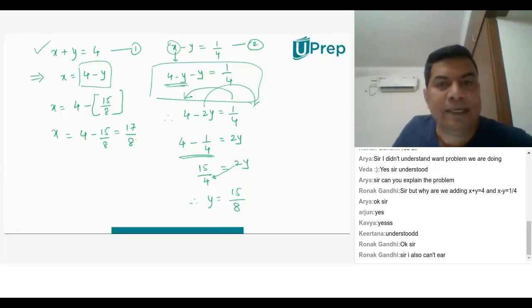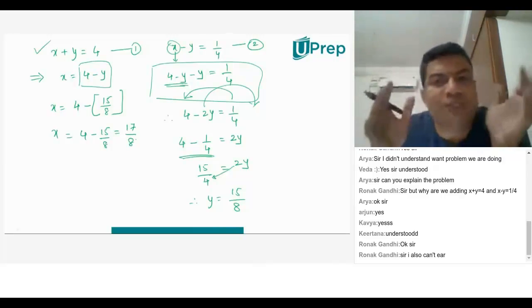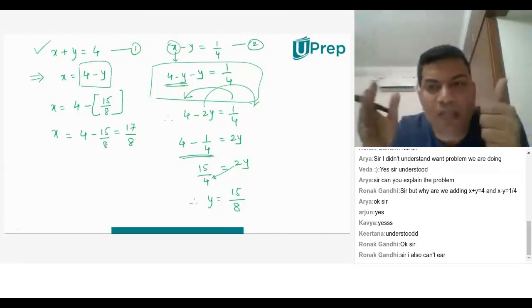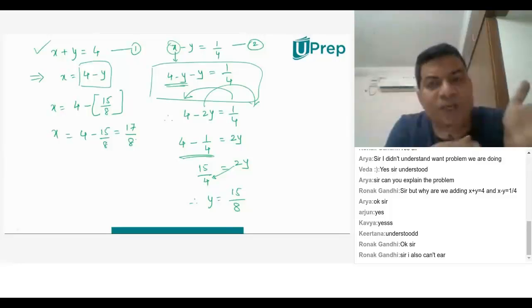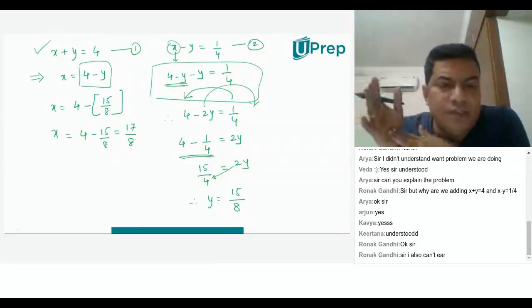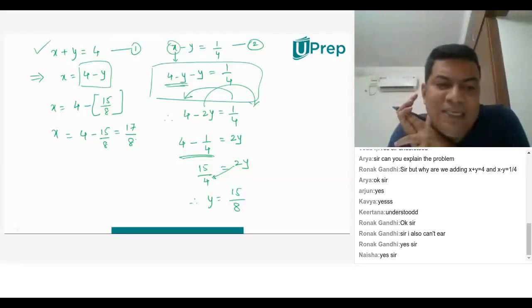Do you get it? Do you get it, Ronak? Yes, sir, clearly. So what we are doing here is converting a linear equation in two variables into a linear equation in one variable, and we are able to do that with the help of one of the equations substituting in the other. Sounds good? Does everyone understand this method? Please say yes in the chat box quickly. Yes, sir, understood.